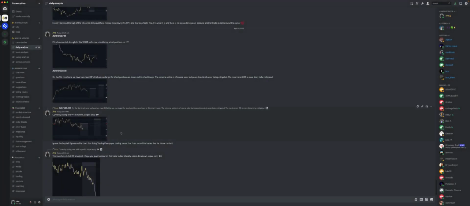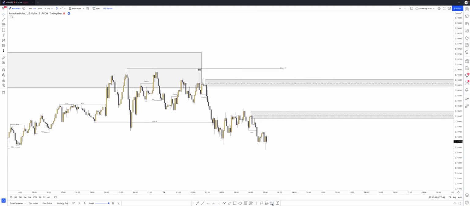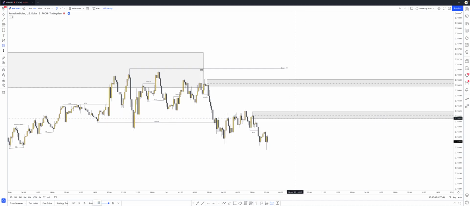And I did mention in my analysis, the extreme option is of course safer, but poses the risk of never being mitigated. The most recent order block is more likely to be mitigated, of course. So just following current order flow, of course, this would be the easier target. But if this were violated, if we were to take a loss on this order block, for example, this position here, then this one up here would still in fact be valid, and I'd be happy to take a short trade from there. So this brings me to an interesting point.